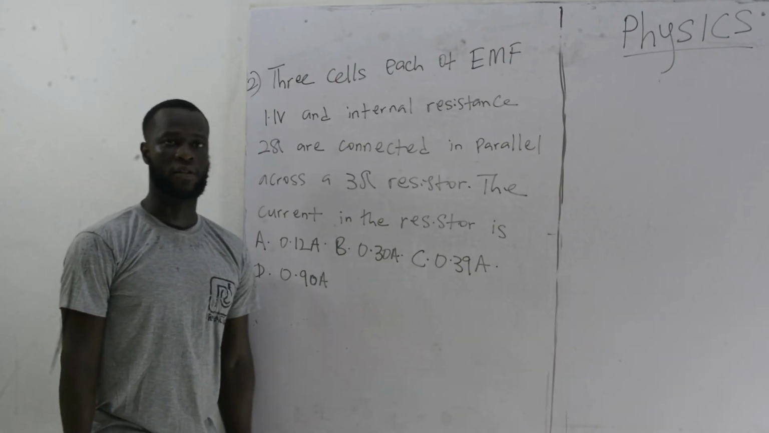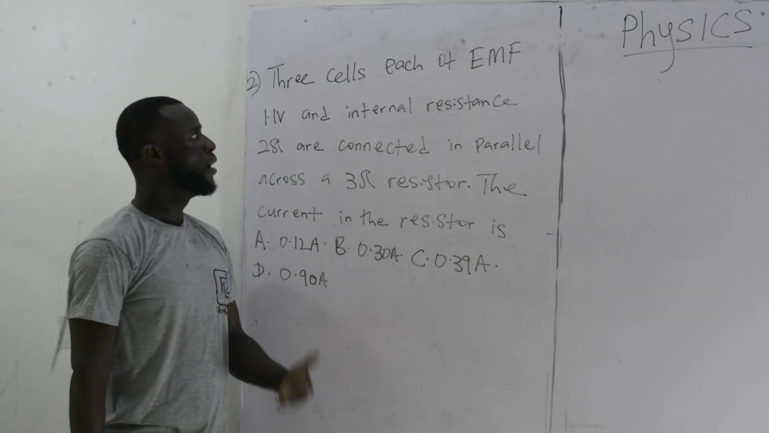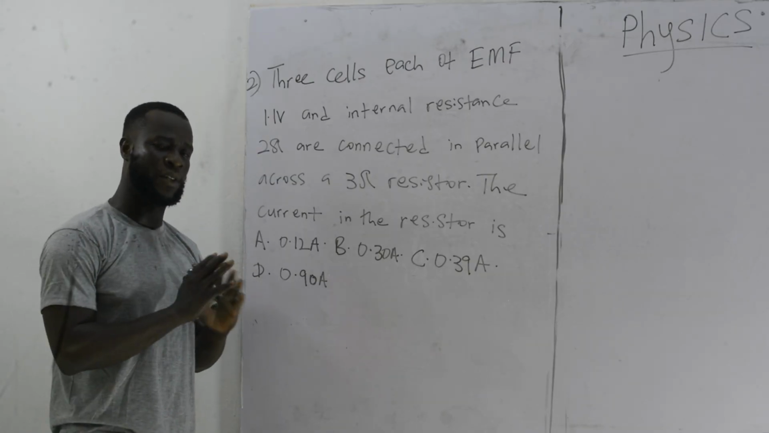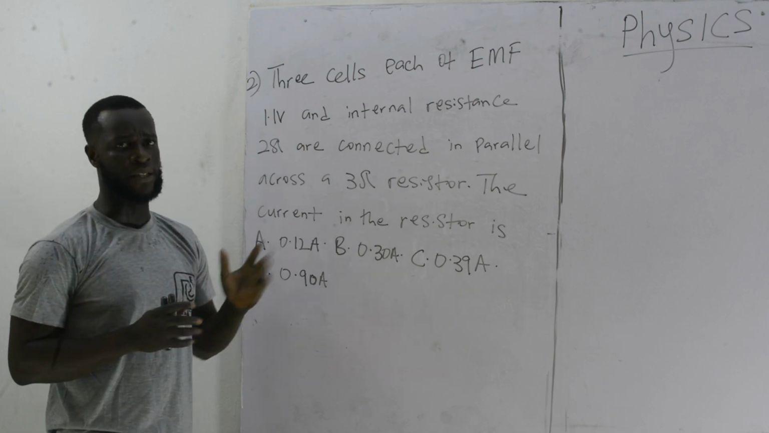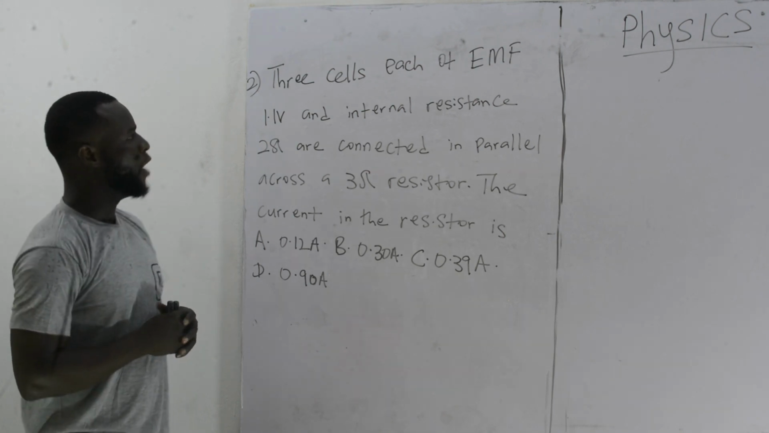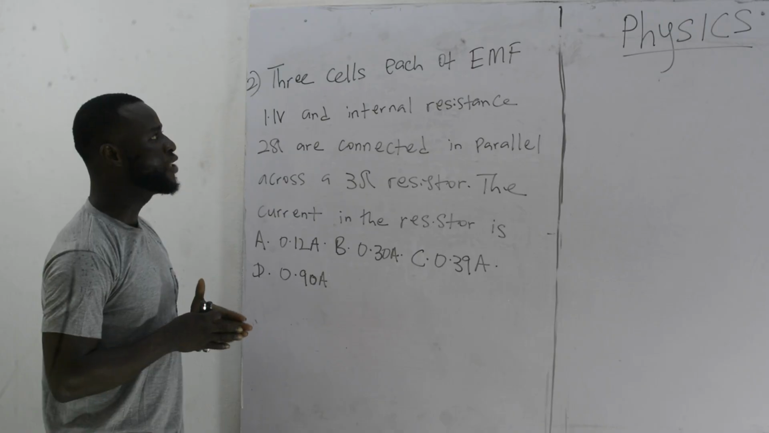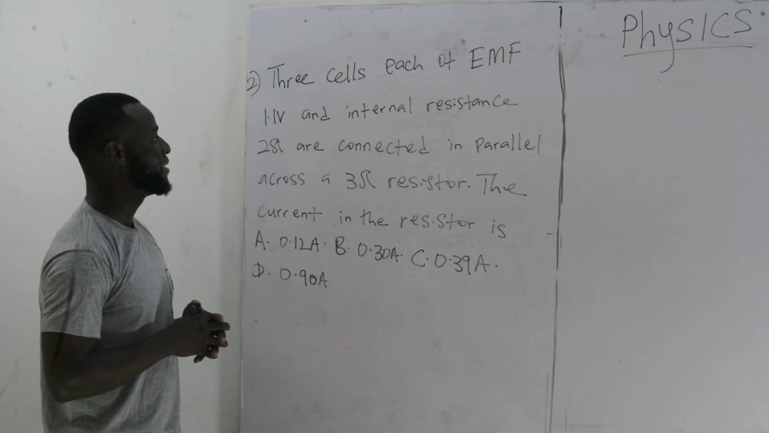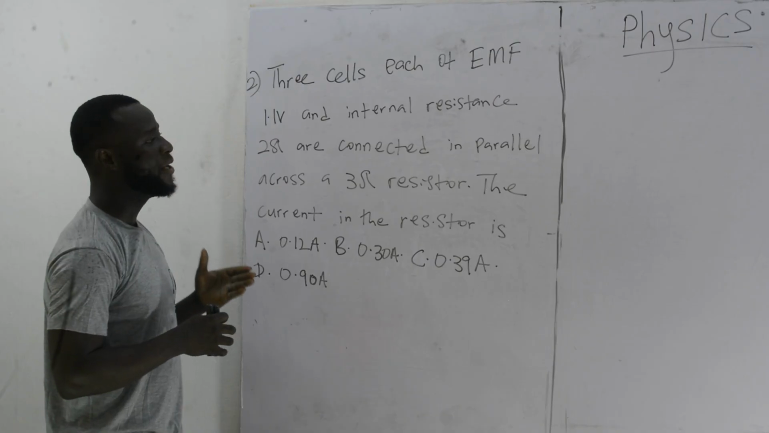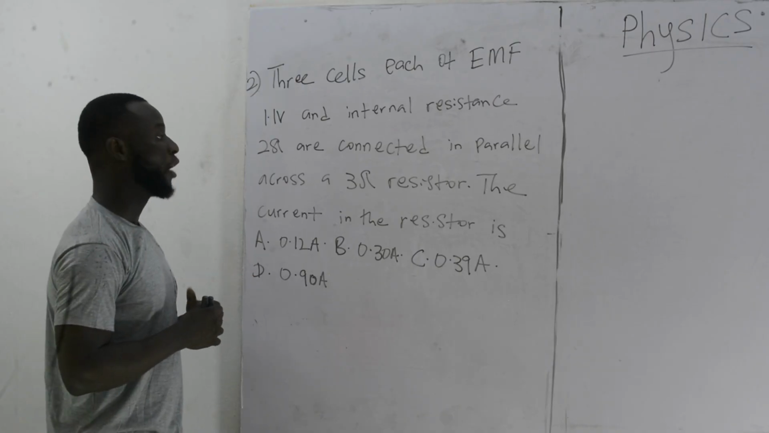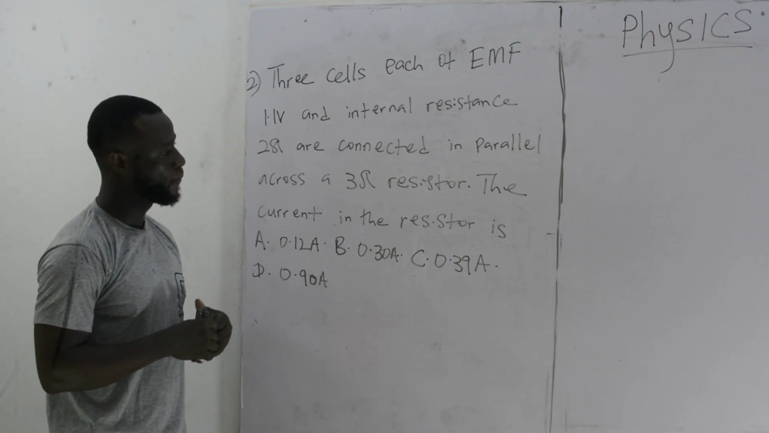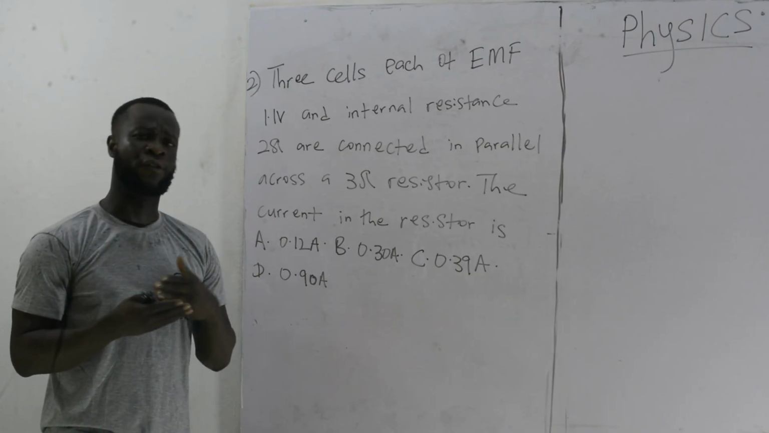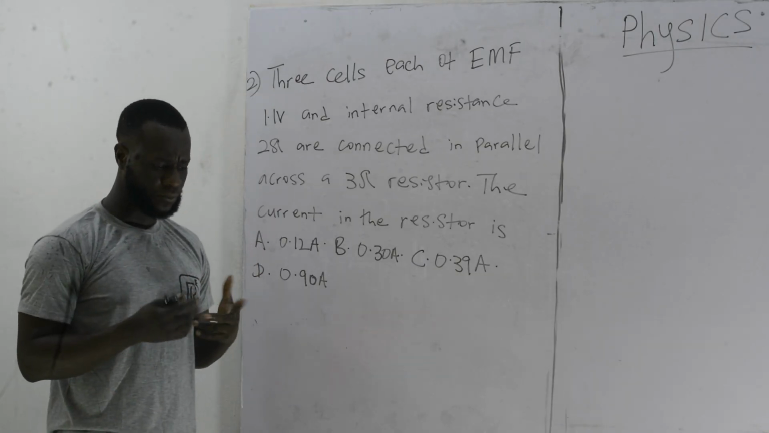Still on cells, this is question number 2. Now this question is actually interesting because it will help me to explain some tricky aspects of the arrangement of cells. In this question, we have 3 cells, each of EMF 1.1 volts and internal resistance 2 ohms, connected in parallel across a 3 ohms resistor. The current in the resistor is, that's simply asking for the current flowing through the resistor.